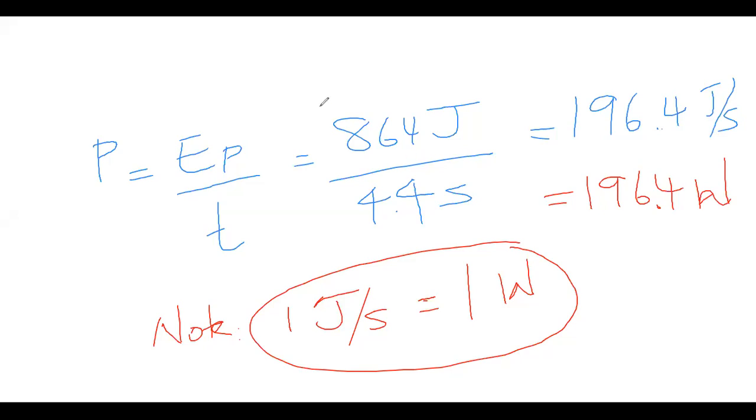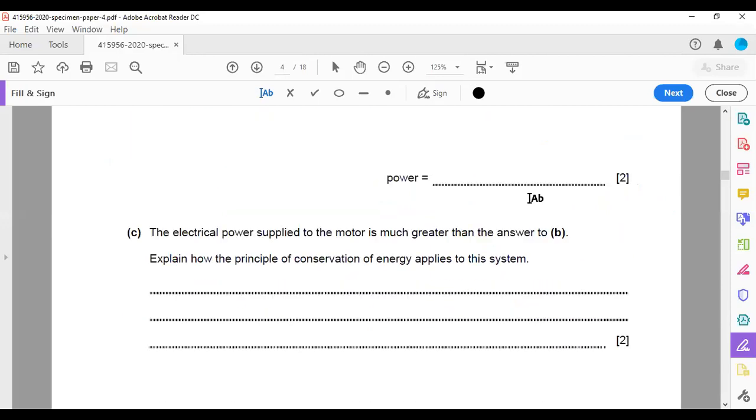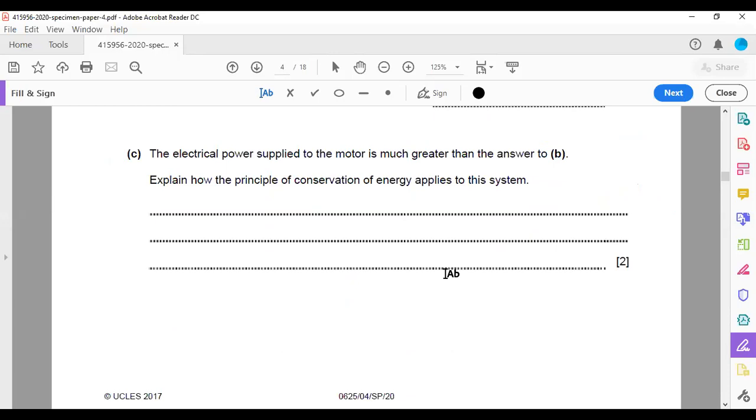Good, so you can move forward. Nice. In part C, they said the electrical power supplied to the motor is much greater than the answer. So instead of supplying 864 to the motor, we supply, using a random value, probably 900. They're asking: explain how the principle of conservation of energy applies to the system.